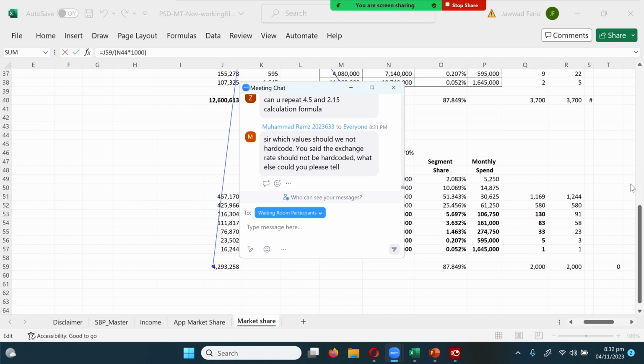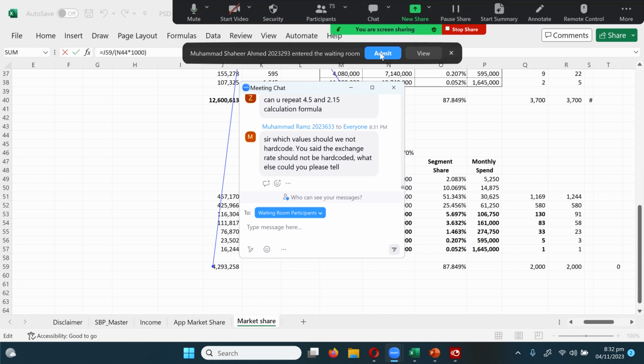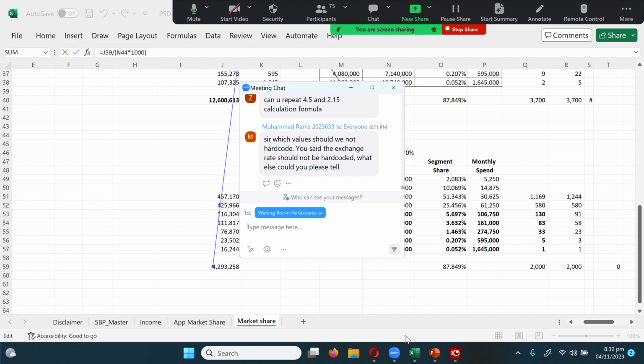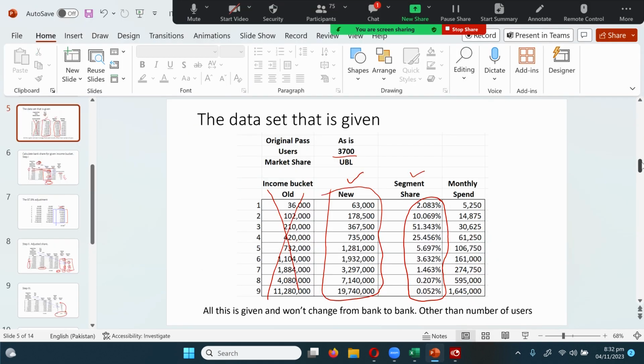So Rams, I had told you at the beginning also that the most likely variation that is going to happen, if I go back to the deck here. Okay, so this is the deck, right? On this deck you will see that you have an income bucket, do not hard code it. So make sure that this is linked. You also have a segment share, do not hard code this either. Make sure this is linked because I may give you a different income bucket for the exam question, and I may give you a slightly different segment share for the exam question. That's one.